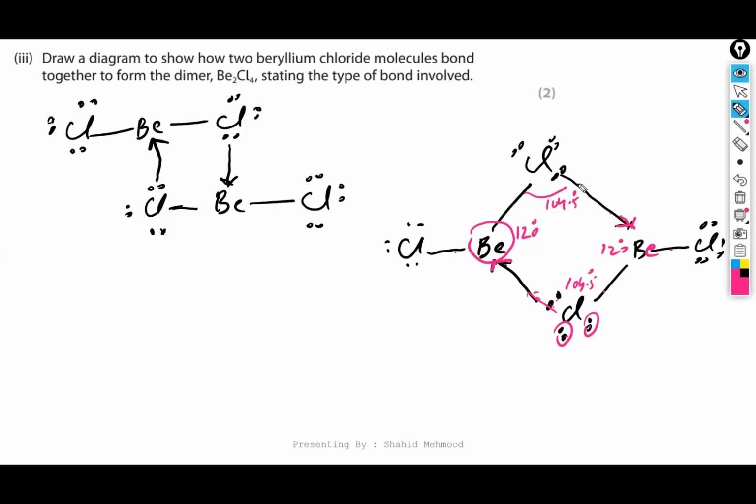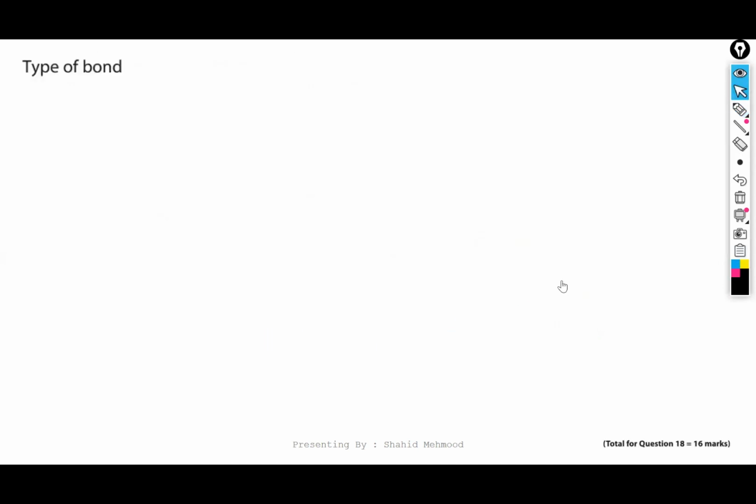So this is the exact shape with the exact geometry, while the bond formed between the two beryllium chloride molecules is a dative covalent bond. The type of bond will be a dative covalent bond.